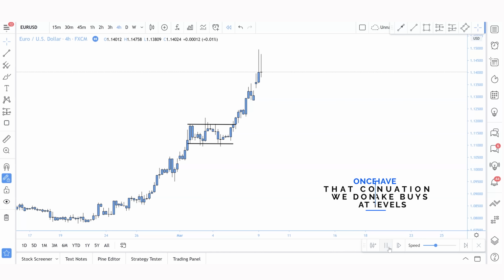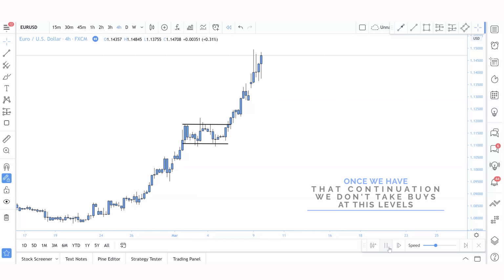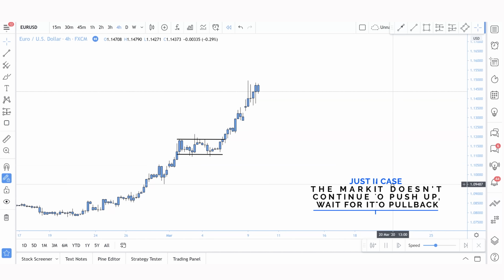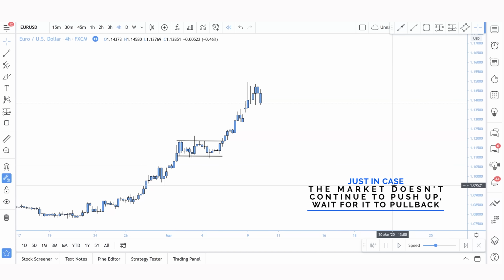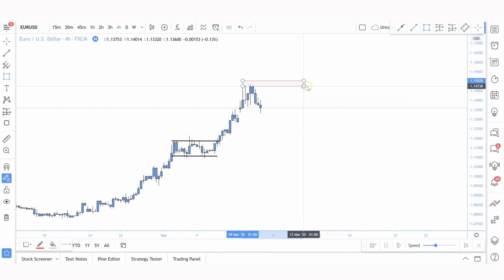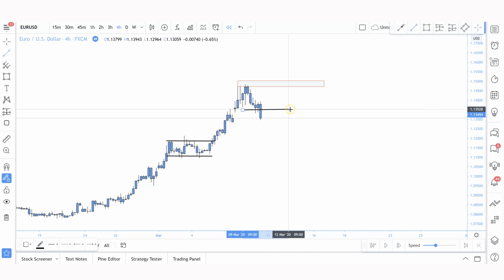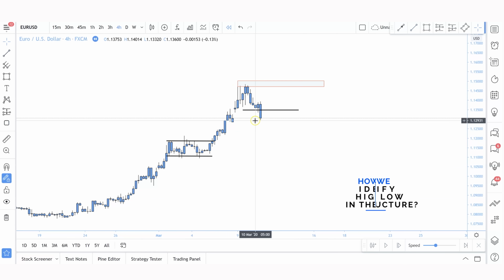Now, once we have that continuation, again, we're mindful that we don't take buys at these levels, just in case the market doesn't continue to push up. We're waiting for it to pull back. Now, when the market pulls back, what we're looking at here is a structural higher high. Once the market has made the higher low, what we're expecting the market to do is continue to the upside. Now, how do we identify that higher low?